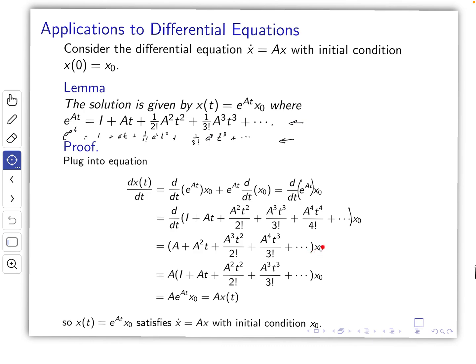And now what we're going to do is pull a out of each of these terms. If we pull it out on the left, what shows up again is going to be e to the at. So x dot is going to be a e to the at x naught. And then you notice that this thing is just x of t. So that's a x of t. So the derivative x dot is equal to ax. Therefore, it satisfies the differential equation with these initial conditions.